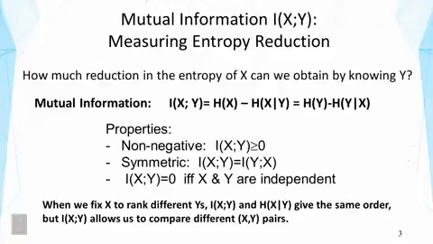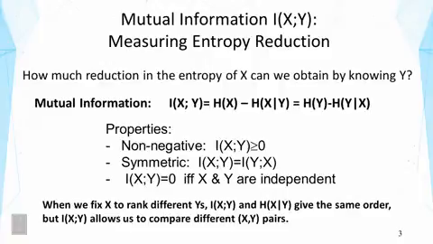In particular, mutual information, denoted by I of x and y, measures the entropy reduction of x obtained from knowing y. More specifically, the question we are interested in here is how much reduction in the entropy of x can we obtain by knowing y? So mathematically, it can be defined as the difference between the original entropy of x and the conditional entropy of x given y. And you can see here, it can also be defined as the reduction of entropy of y because of knowing x.